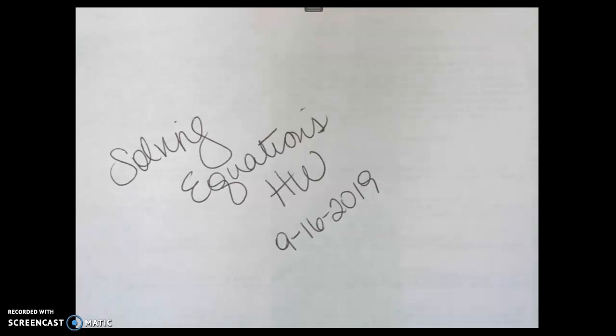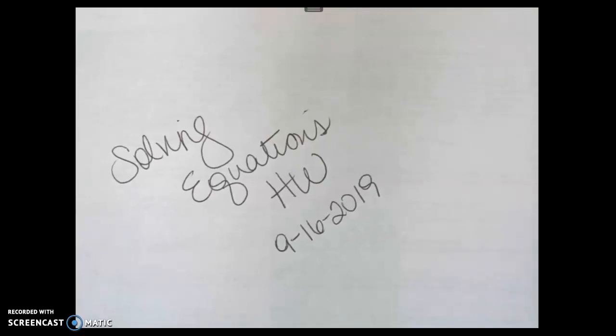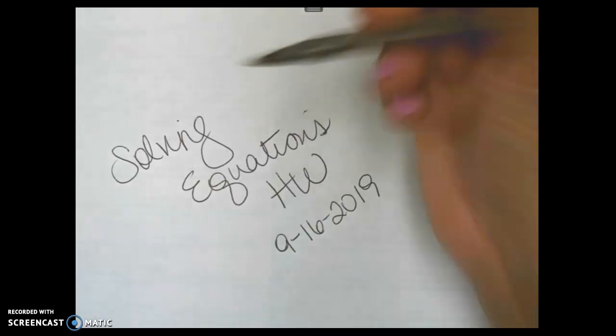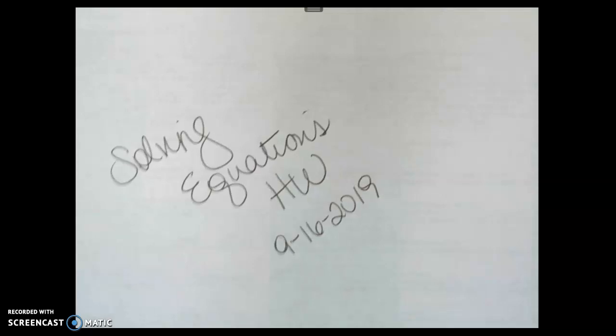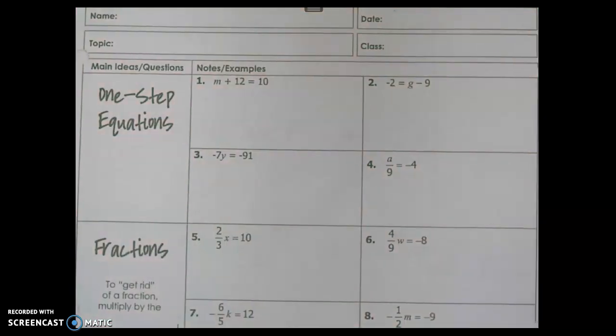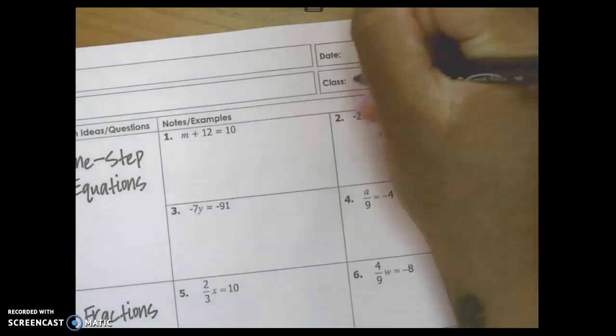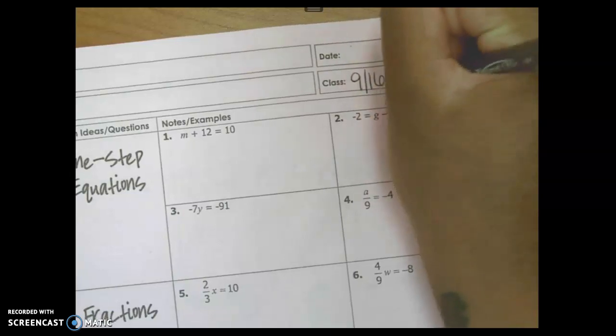Okay, I am going to be going over how to solve equations on your solving equations homework. It's one step, two step, and then it's addition and subtraction first, and then multiplication and division first on your first step. So this is the assignment that you got today in class. You should have your name, day, and period on it.